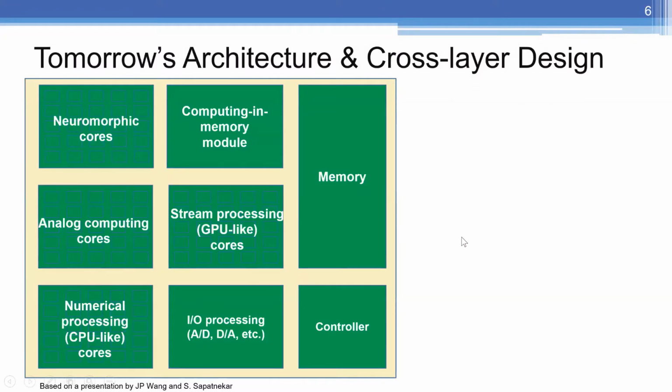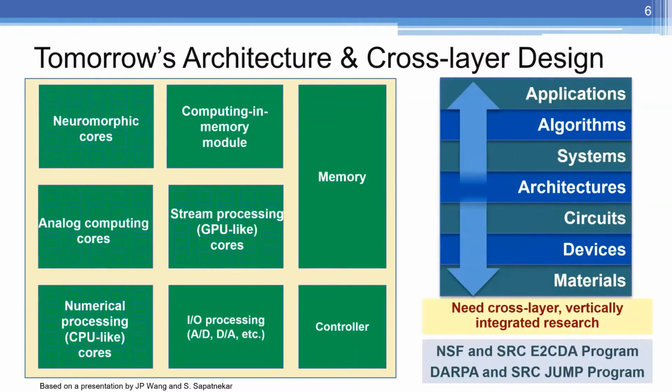In order to achieve this architectural vision and fully leverage the unique characteristics of emerging devices, the importance of vertically integrated, cross-layer design approaches, spanning from materials and devices, via circuits and architectures, to systems and application algorithms, has been recognized by both industry and academia. For example, there have been a number of programs funded by NSF and DARPA in the United States to support this cross-layer integrated research approach to build these heterogeneous platforms.